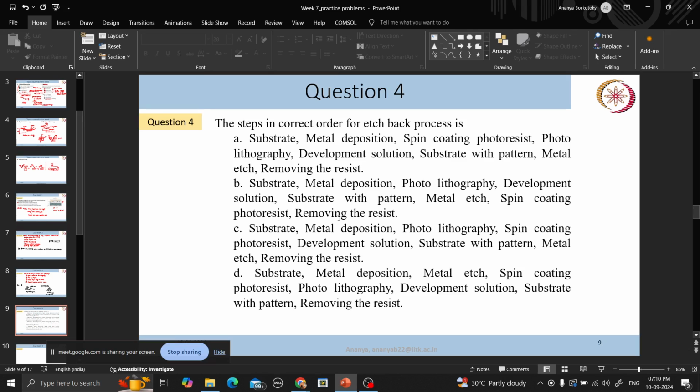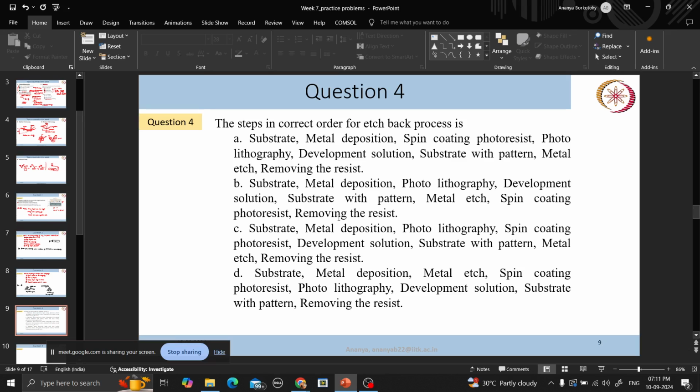So the first option is you will start with a substrate, then you will do metal deposition. After doing the metal deposition, you will spin coat the photoresist, do the photolithography and develop. Then you will get the substrate with patterns. Then you will do the etching of metal. And the last step will be removal of the photoresist, and you will have the metal deposition with the portions you want. That is option A.